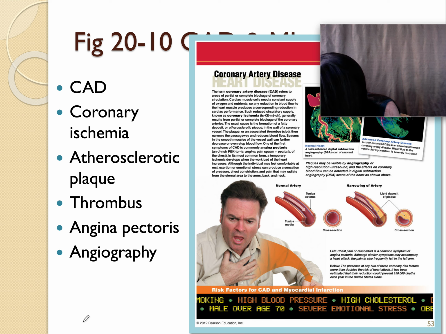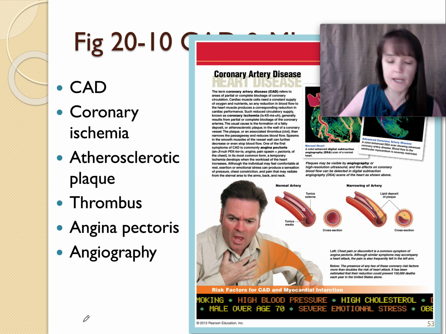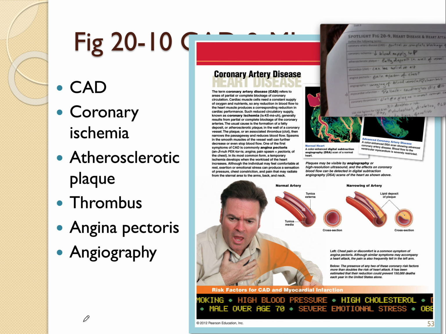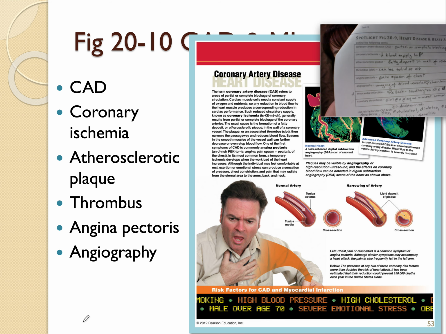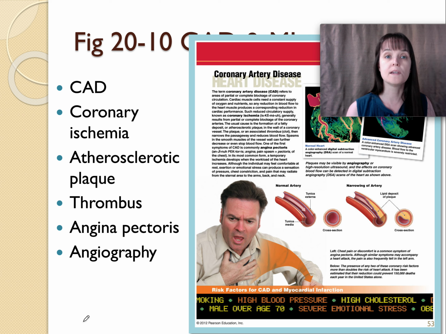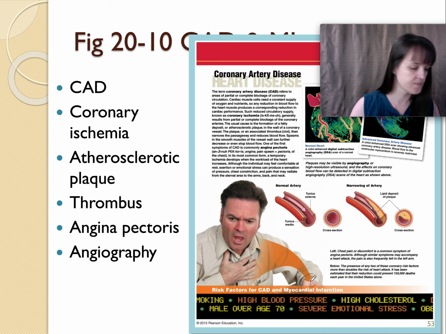Video 8, note set. We're starting at the top of page 14, which is the box of terms for Spotlight Figure 20-9. First is coronary artery disease, all caps CAD, and that is a partial or complete blockage of the coronary circulation. So here's a partial blockage of coronary circulation.